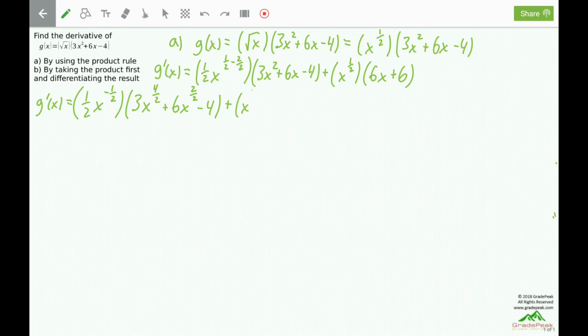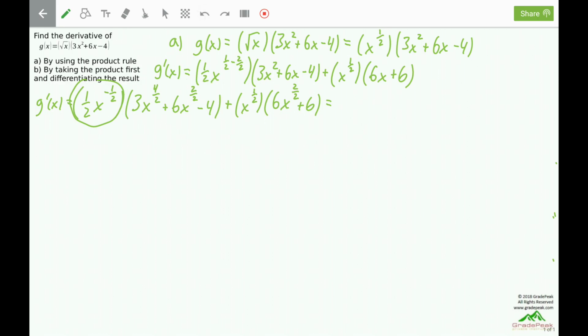I'm also about to distribute the x to the 1/2 in to 6x plus 6. I will rewrite the 6x to the 1 as 2/2. The 6 here doesn't have an x. I'll just write it as 6. We can now distribute. I'm going to start by distributing this into all three of these terms.